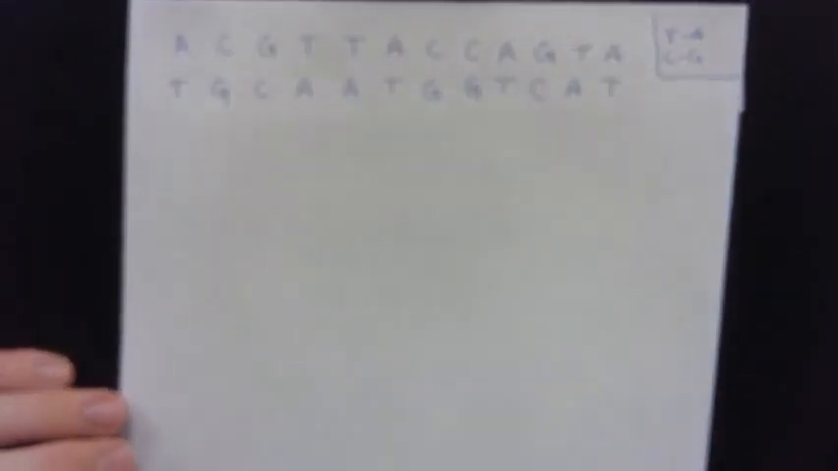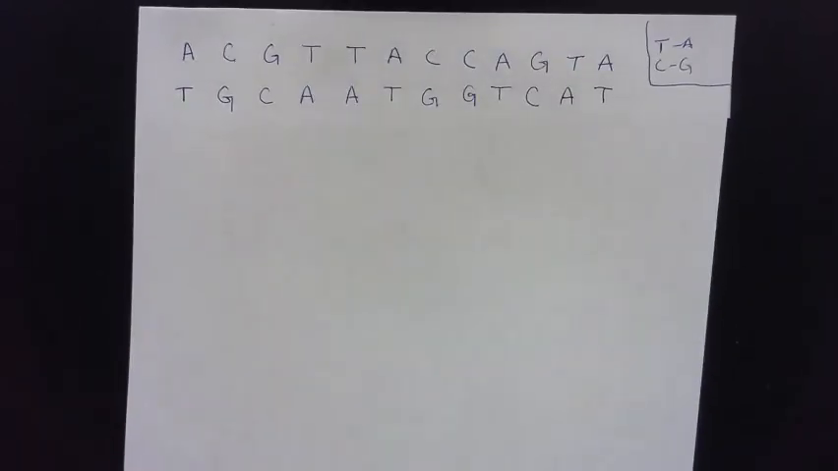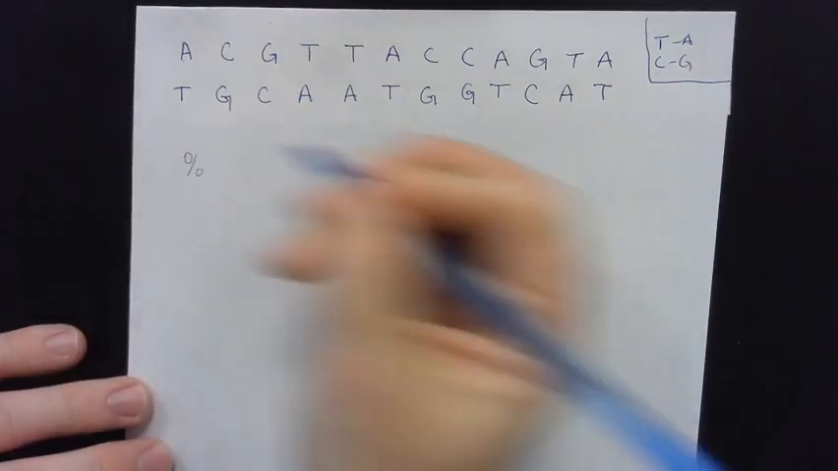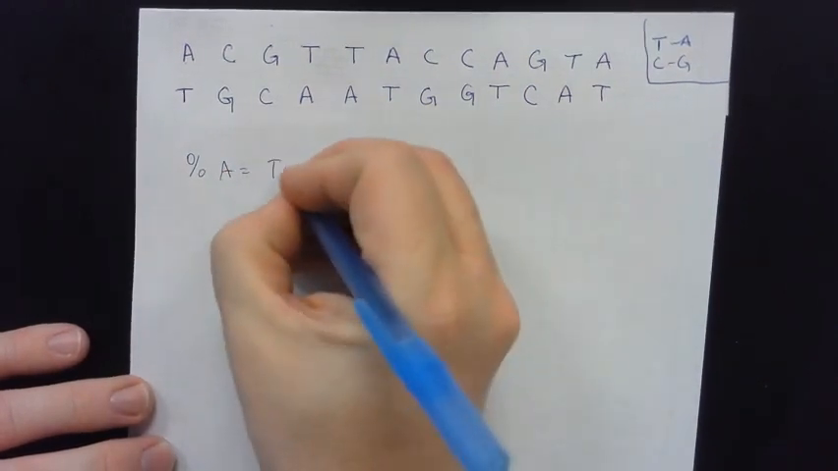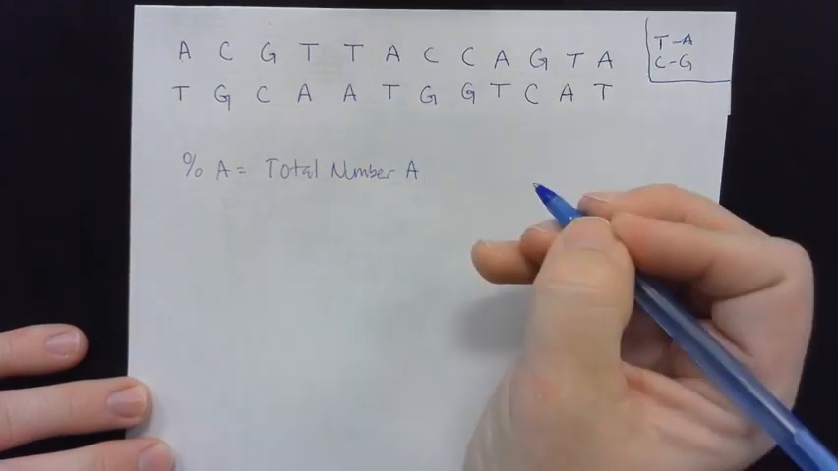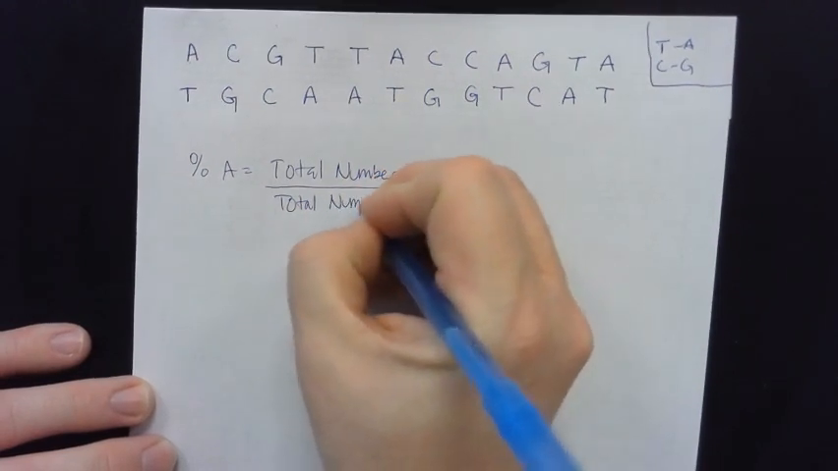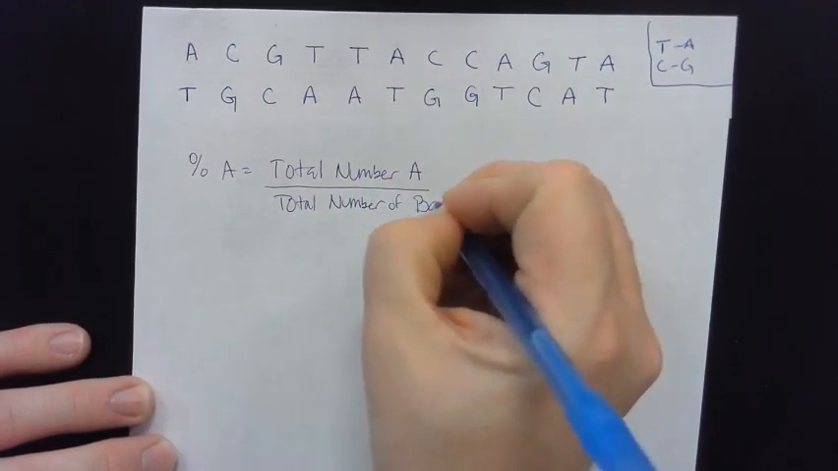So that's step one, trying to understand how to get that complementary strand. Now, if we wanted to figure out what percentage of my DNA strand is adenine or guanine or cytosine or thymine, then we would go through and do a math calculation. Let's take A's for example. If I wanted to find the percent A, I would look at the total number of the A's divided by the total number of bases.